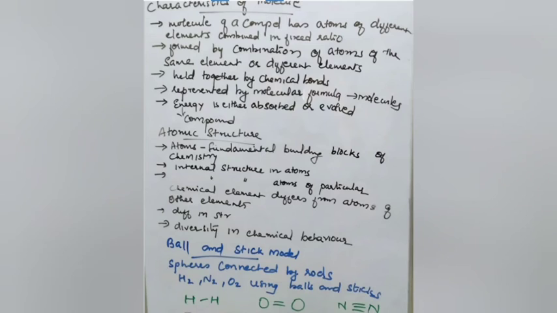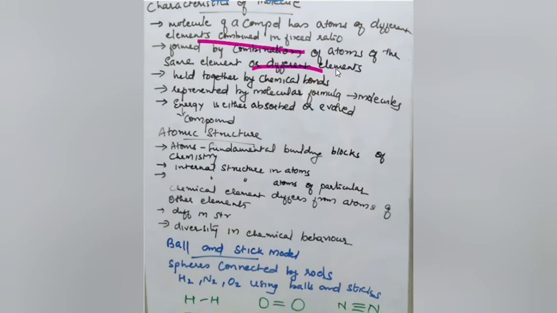characteristics of a molecule. A molecule of a compound has atoms of different elements combined in a fixed ratio. They are formed by the combination of atoms of the same element or different elements. So how is a molecule formed? For example, water is formed by the combination of two hydrogen atoms and one oxygen atom. So atoms of different elements combine together in a certain ratio to form a molecule.